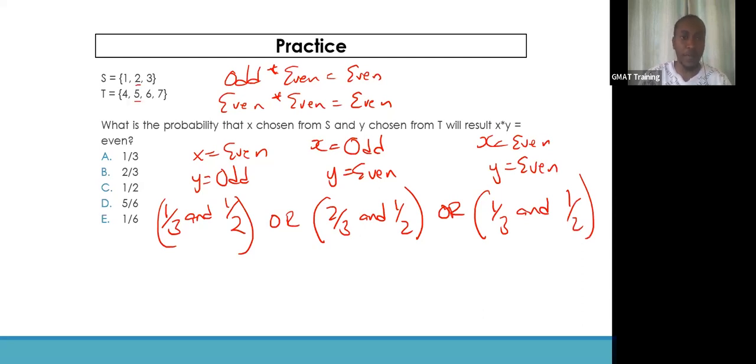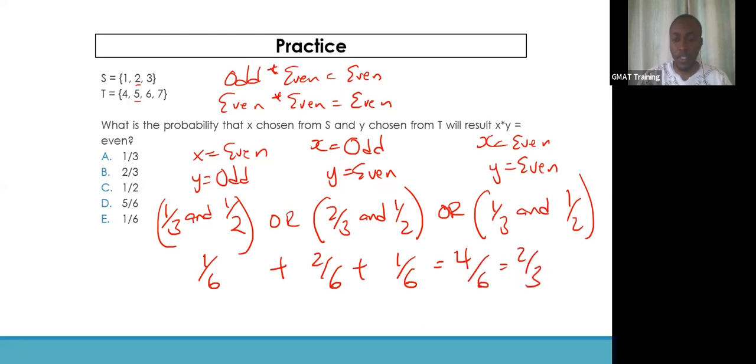So we have a third times a half, which is 1 over 6, plus 2 over 3 times a half, that's 2 out of 6. And lastly, a third times a half, that's also 1 over 6. If you add all this, we'll have 1, 2, and 1, which is 4 out of 6, which is 2 over 3. And that is answer choice B.